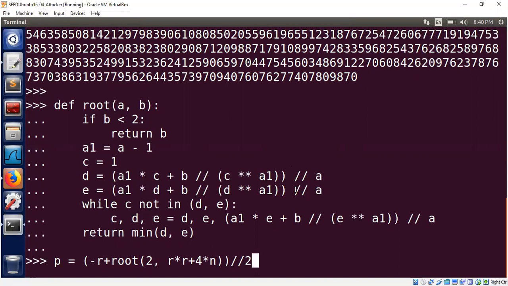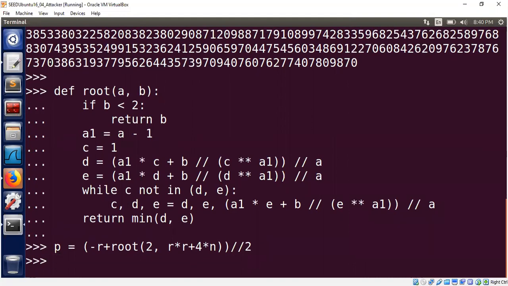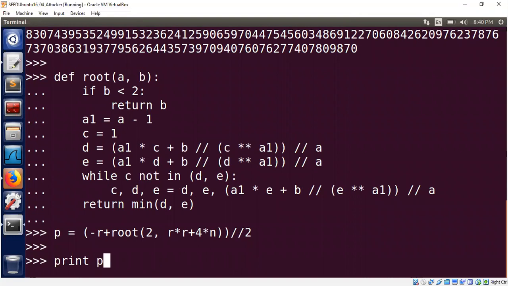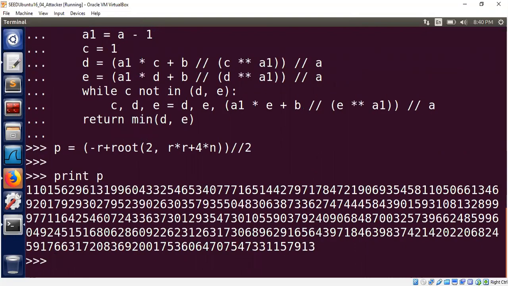We don't have to do a minus because the primes in RSA are not negative numbers, so we can leave the minus part. Square root of r square plus 4n by 2a. That's what I wrote in my notes. Okay, so we should be able to print p. Such a long number. At least it's not even, so we can be confident it may be correct.